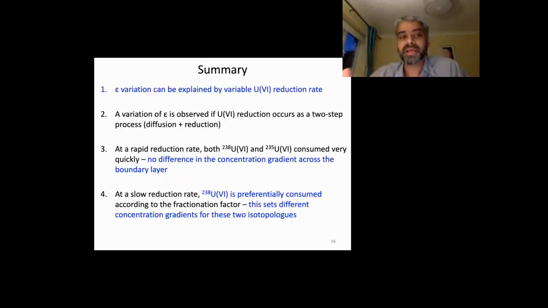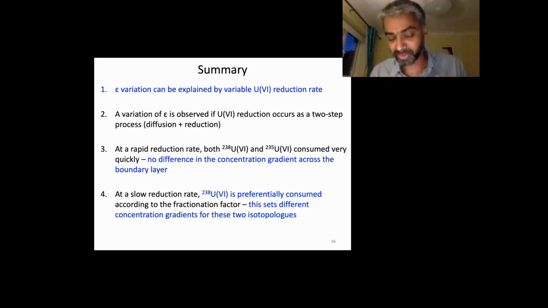Now, the variation of fractionation is really dependent on the reduction rate. How does it work? At a rapid reduction rate, both of the isotopologues, uranium-238 and 235, in their hexavalent form, are consumed very quickly. So there is no concentration gradient that can develop across the boundary layer between the outside bulk pool and the enzyme zone. But if the reaction is really slow, then uranium-238 is preferentially consumed, and that leads to the development of two different concentration gradients.